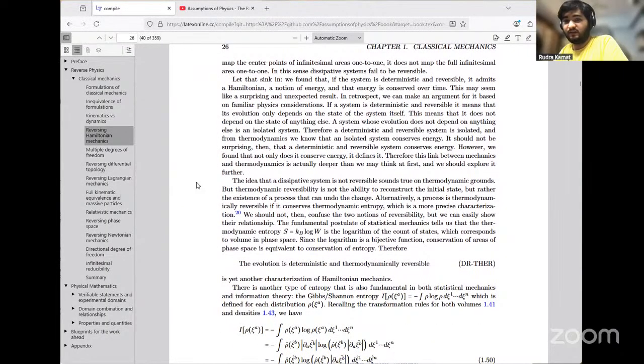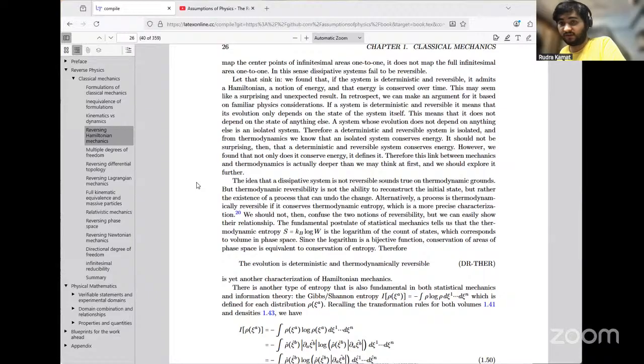Let that sink in. We have found that if the system is deterministic and reversible, it admits a Hamiltonian, a notion of energy, and that energy is conserved over time. This may seem like a surprising and unexpected result. In retrospect, we can make an argument for it based on familiar physics considerations.